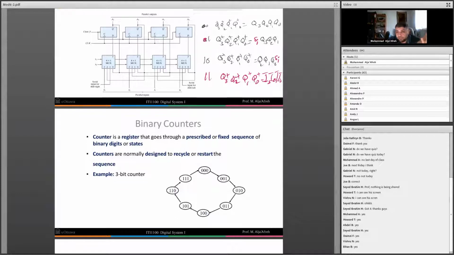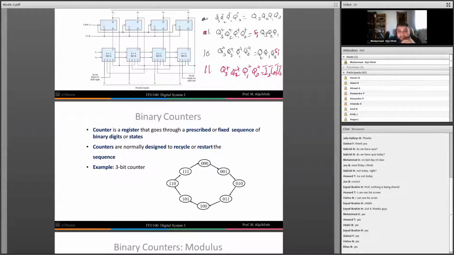So let's suppose that we consider this counter as a finite state machine. The state diagram for the counter will be as follows. Suppose we have a 3-bit counter. If we increase by one at a time, we go from state 000, which is 0, to 1, 2, 3, 4, 5, 6, and 7.